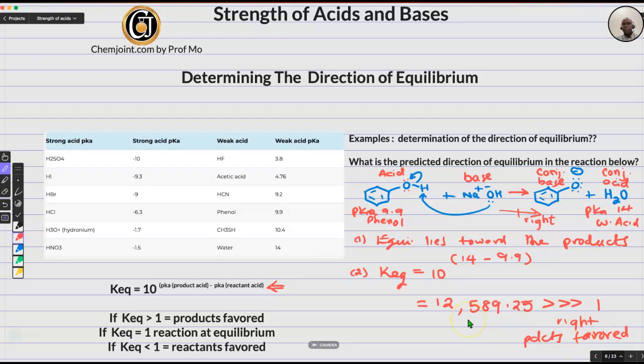I've shown you 3 examples on how to use pKa values to determine the direction of equilibrium.